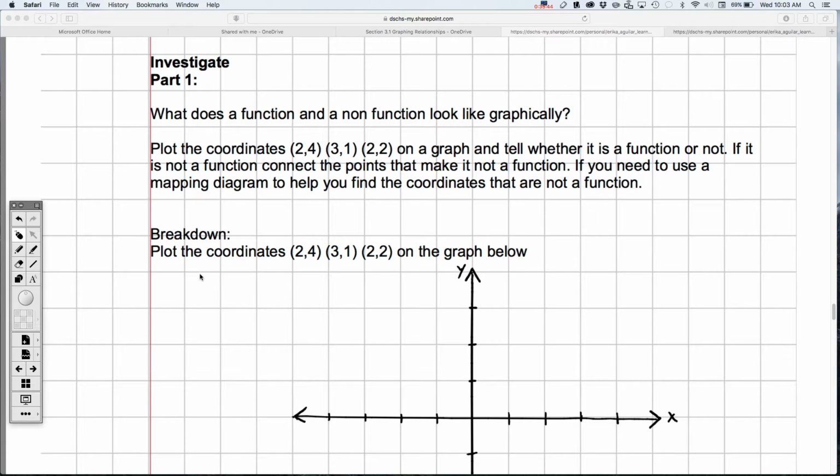So if you need to, use a mapping diagram to help you find the coordinates that are not on a function. Breakdown. Plot the coordinates 2, 4, 3, 1, 2, 2 on the graph below. So instead of reading this whole paragraph, I broke down the steps that we want to try. So go ahead and plot 2, 4, 3, 1, and 2, 2 on the graph right now.